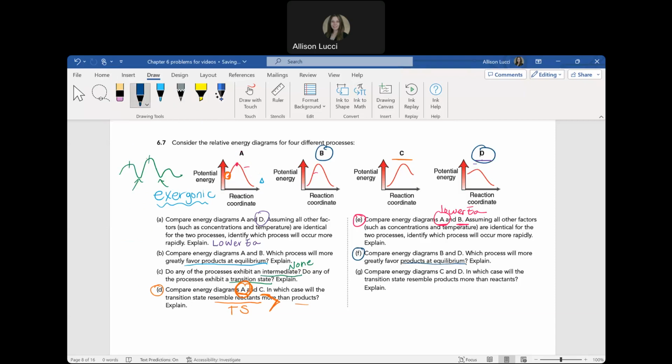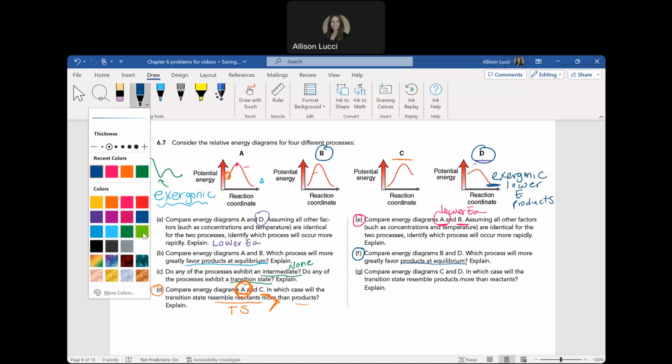So let's explain. So process D would more greatly favor products because process D is an exergonic process, and the energy of the products is lower, so lower energy products than the reactants. So again, which will greatly favor products at equilibrium, it would be process D.